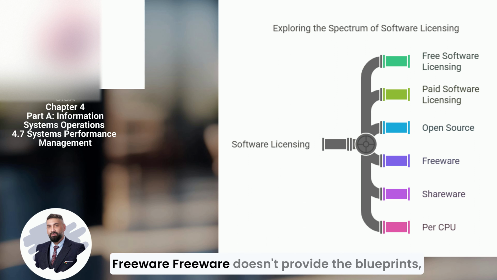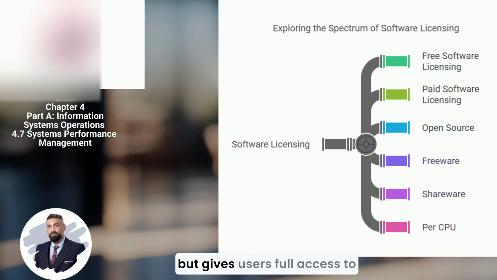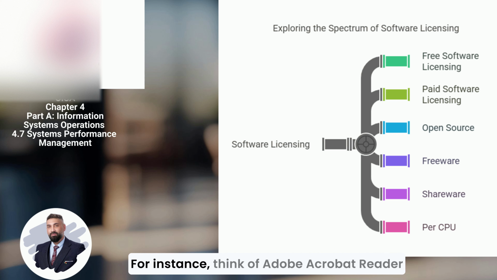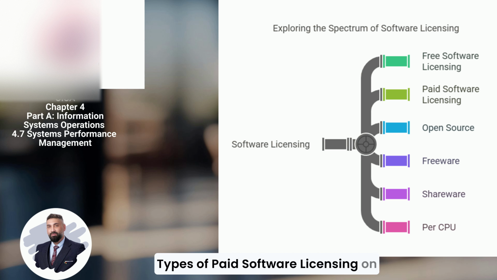Freeware. Freeware doesn't provide the blueprints but gives users full access to the software itself without cost. For instance, think of Adobe Acrobat Reader. Widely used, but closed to modification. Shareware. Shareware is a try before you buy model, where you might get access to software for free, temporarily or with limited features. If you like what you see, you can upgrade to the full version, like subscribing to a premium streaming service.